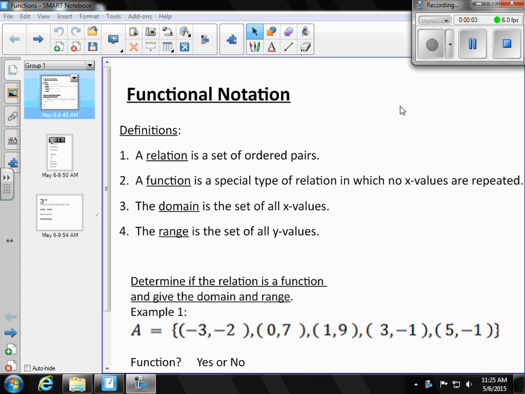Hi, this is Lisa. In this video, I'm going to talk about functional notation and what a function is. So to start off, we've got four definitions here.